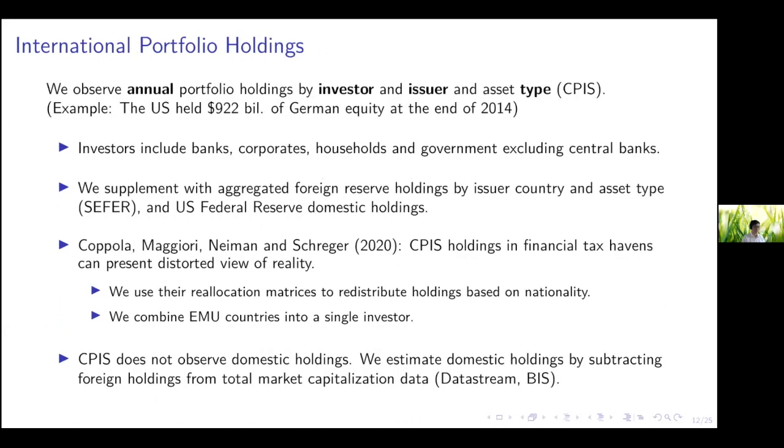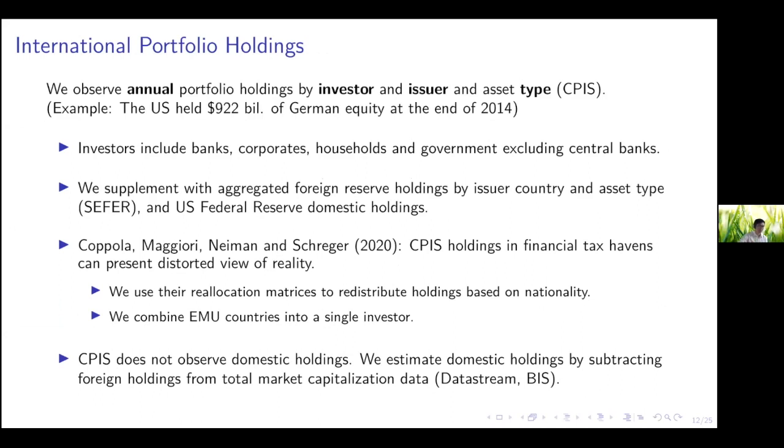Okay, so moving on to portfolio holdings then. Shockingly enough, or perhaps unshockingly, we spent an incredible amount of time looking at this portfolio holdings data relative to all the time we spent on this project, I think. These investors, again, these are going to be private investors from the CPIS. They include banks, corporates, households, and governments. But the CPIS excludes central banks.